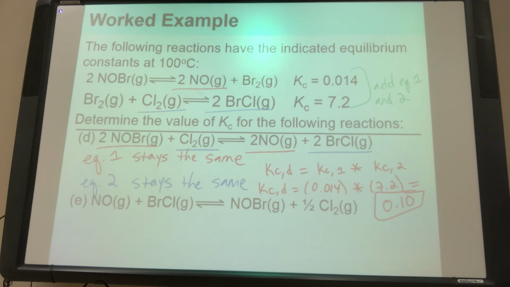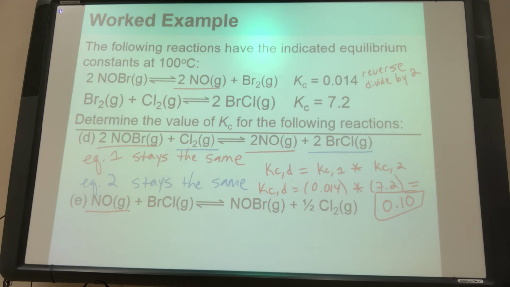All right, last one, and then we are done. So I need NO. What has NO? This has NO. Is it on the same side? Nope. So I'm gonna have to reverse it. Is it the same number? This is 2, this is 1. So I need to reverse it, but I also need to divide by 2. All right, so if I flip this, divide by 2, we're good.